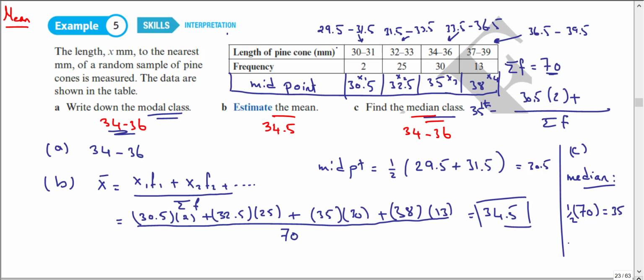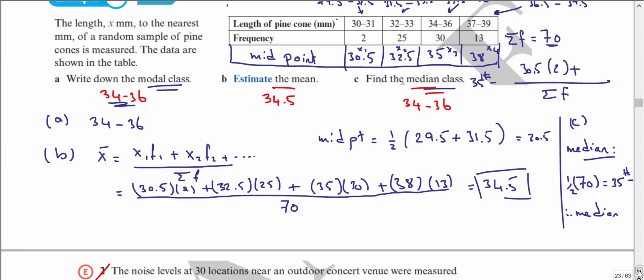So our median, therefore, this is the 35th, is between the 35th and 36th. Are you following? Yeah. Okay. Again, for part C, for the median, we do half times 70. We get 35th.